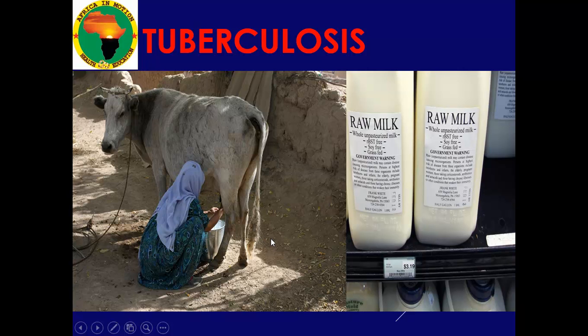Now, consuming unpasteurized milk. If this cow was infected with TB, then you take the milk, you drink it raw. There is a high risk of getting TB as well. We need to be careful because the milk is unpasteurized. When you buy it, it's good, but go and treat it accordingly.